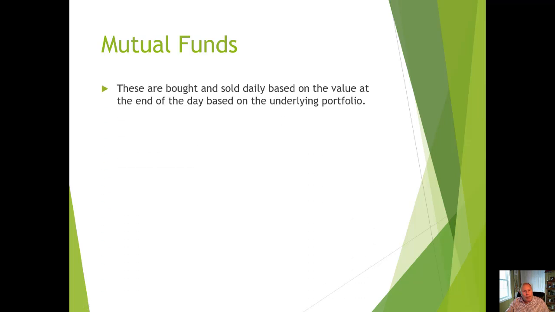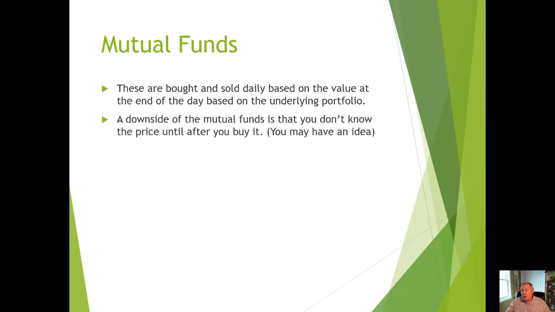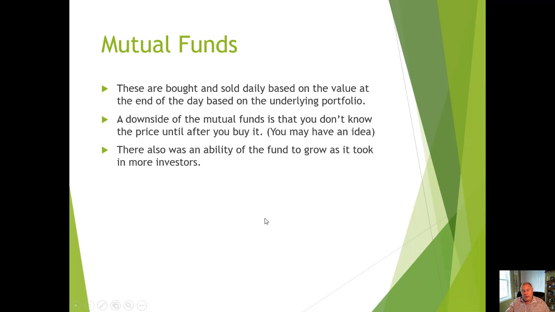Some things you should know about them: they're bought and sold daily, based on the value at the end of the day. You don't buy mutual funds until the end of the day. So what the mutual fund does is you put an order in before 4 o'clock, they close the market, value all those, and determine a net asset value. You always buy and or sell at the net asset value at the end of the day. You may not always know what you're paying until after you buy it. Oftentimes funds, as they grow, can't manage the money as effectively to take it in.